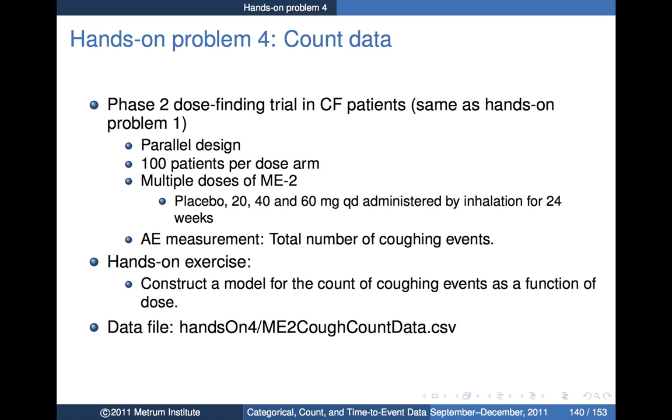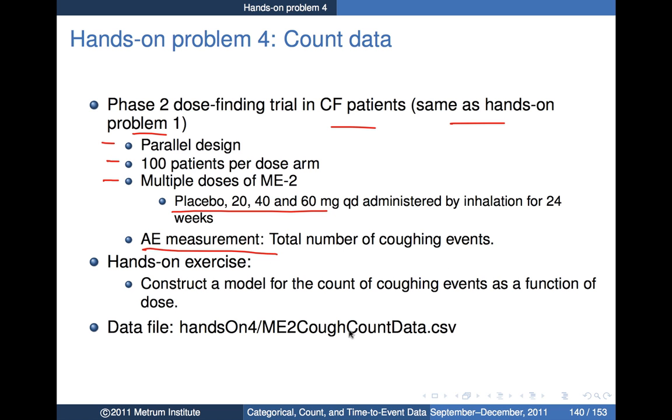Okay, so remind you what our phase 2 dose finding trial looks like. We've got our phase 2 dose finding trial in cystic fibrosis patients. This is actually the same one we were looking at back in problem 1. It's a parallel design, 100 patients per arm, multiple arms of our MI2, so we've got our placebo, 20, 40, and 60 milligrams per day given over 24 weeks.